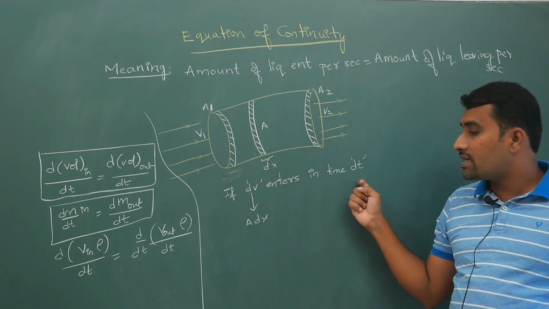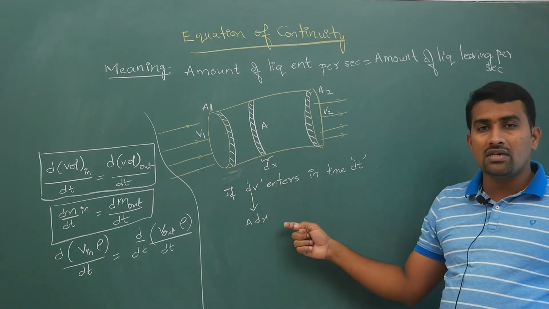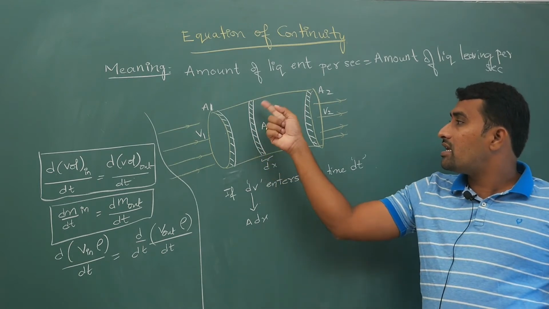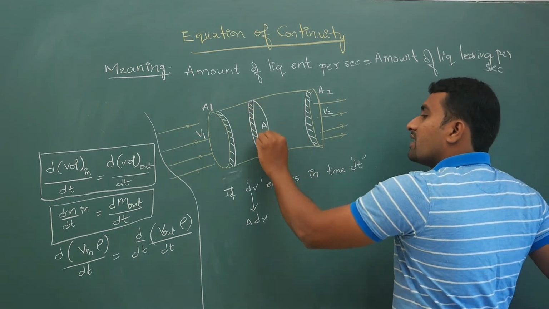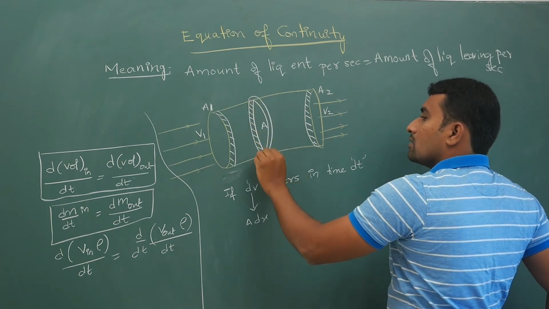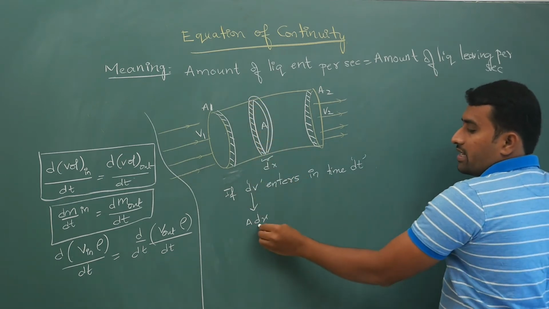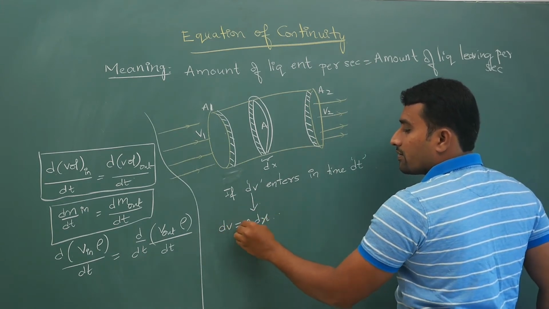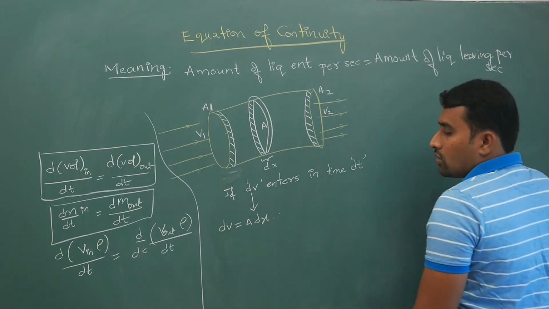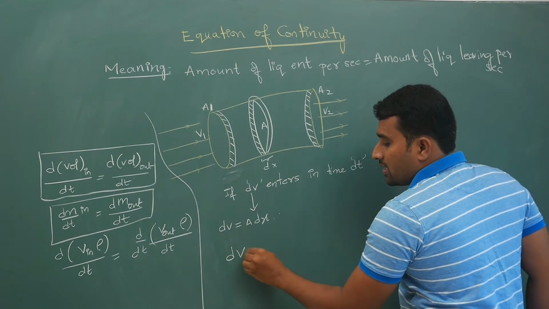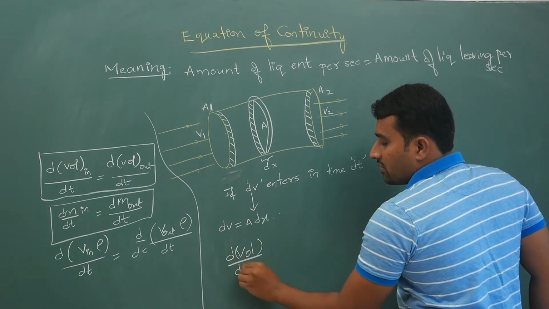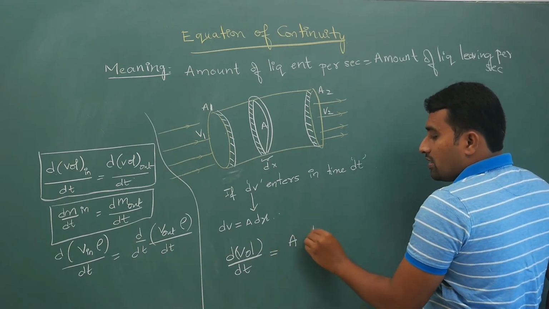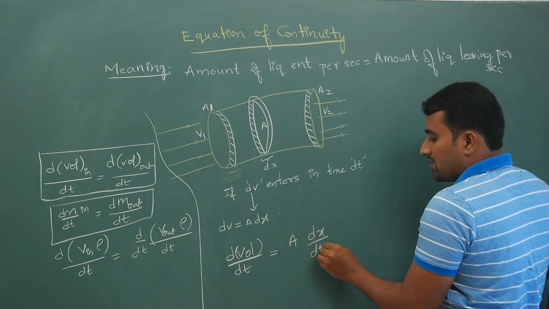If dV is entering in time dt, what is the small volume dV? Area of cross section into height. So if the area of cross section that you take here is A, then your area into dx is your small volume dV. So dV by dt, the derivative of volume with respect to time, is equal to A times dx by dt.